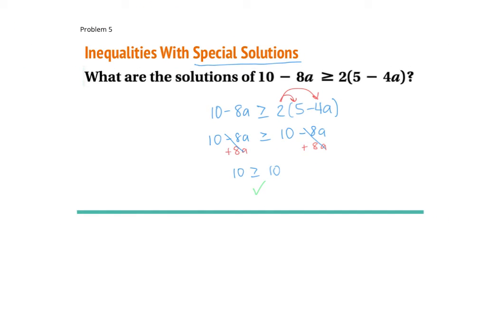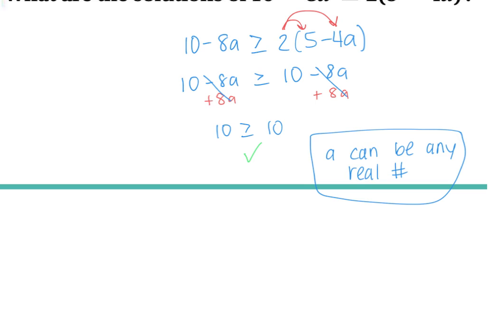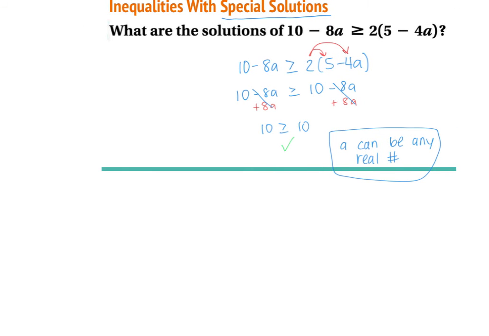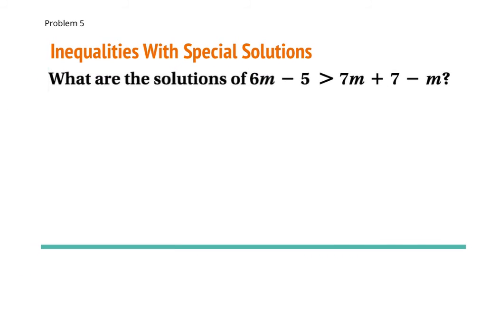But a wasn't involved, okay? So, in other words, a can be any real number. A can be any real number. Remember that pound sign is a symbol for number, okay? All right, inequalities with special solutions. So let's look at another one.